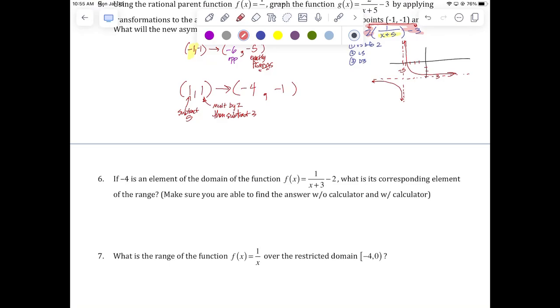If negative 4 is an element of the domain, that just means negative 4 is in the domain of the function 1 over x plus 3 minus 2. What is the corresponding element of the range? Be sure to make your answer visible. How are you supposed to do that? If negative 4 is an element of the domain, how do we find its corresponding element of the range? What's that asking us to do?